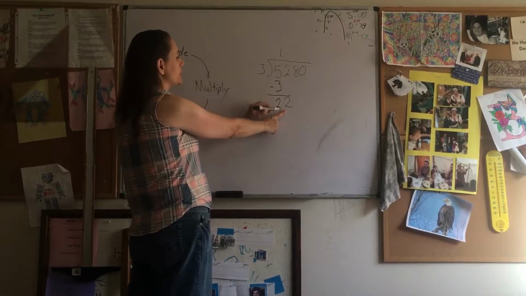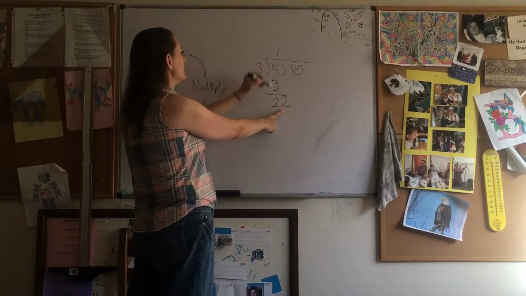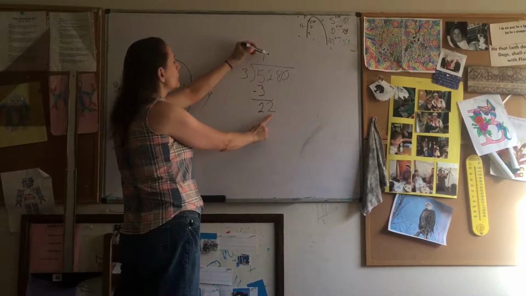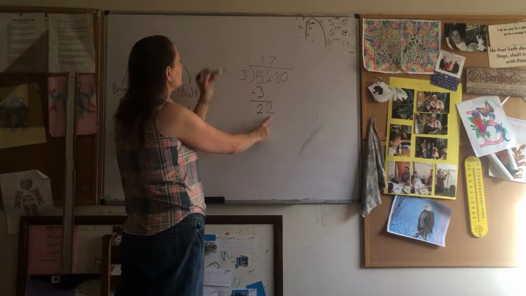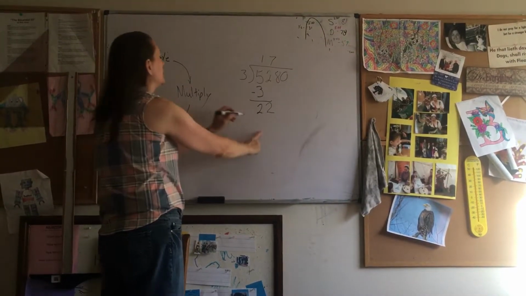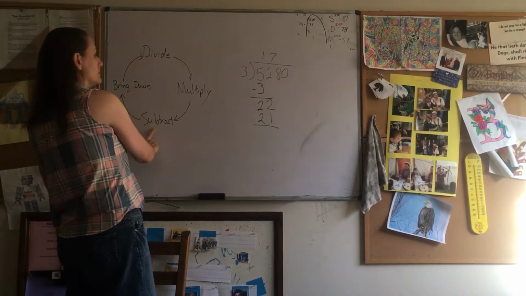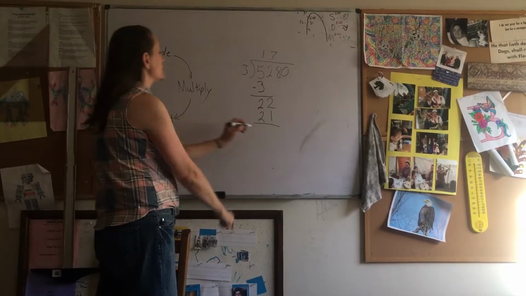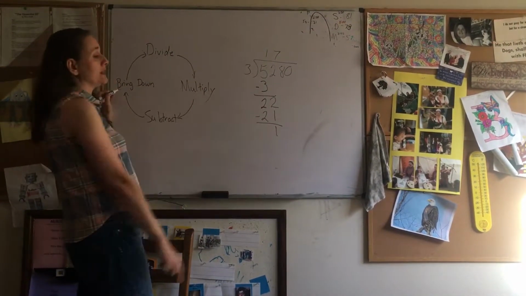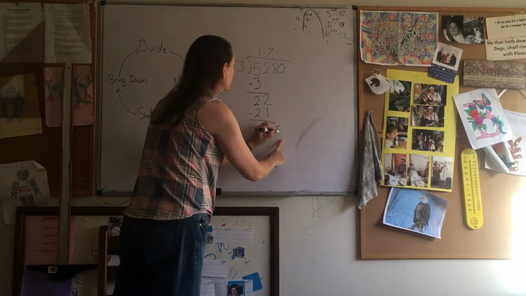How many times will 3 go into 22? 3 goes into 22 7 times. The 7's going to line up with the last number we brought down. That's our divide step. Multiply. 7 times 3, 21. Next step, subtract. 22 minus 21 is 1. Then we're going to bring down. Bring down the next number, that's an 8.